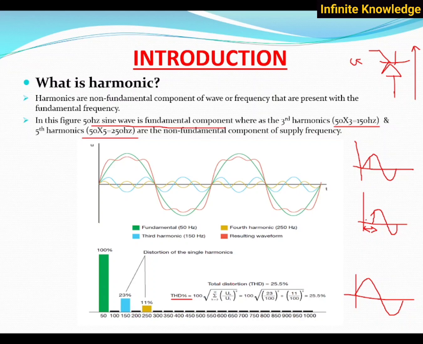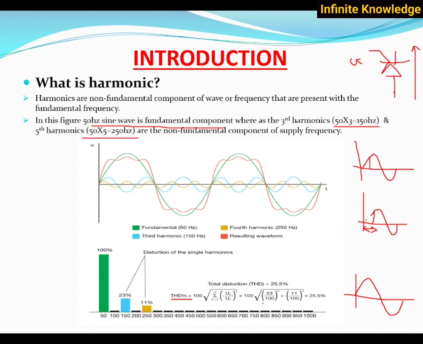THD means total harmonic distortion, and by this formula, the 100 percent is the fundamental, and 23 percent from the FFT analysis. What is the FFT analysis? We will see in the MATLAB simulation. So just understand what I am saying. This is 23 percent and this one is 11%.